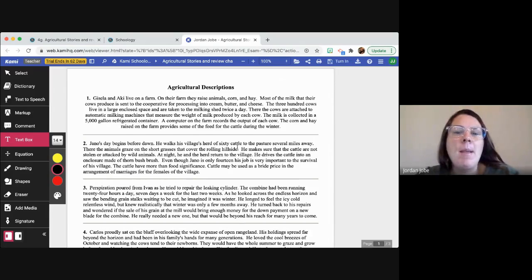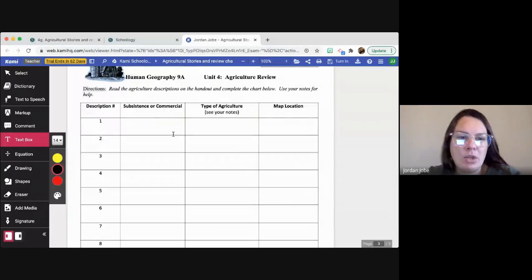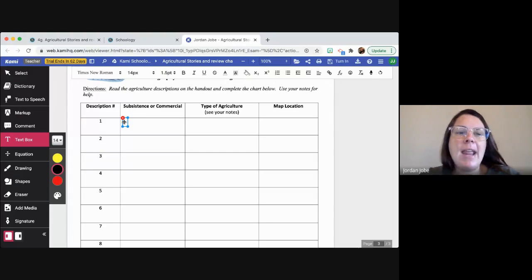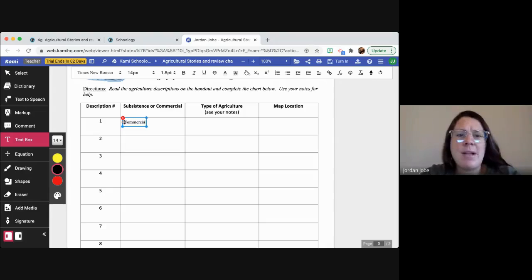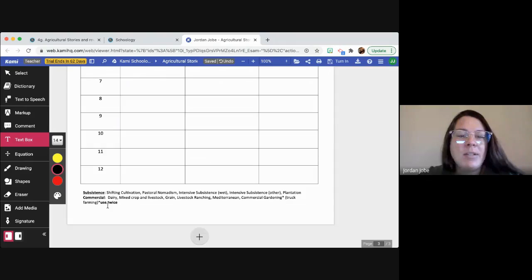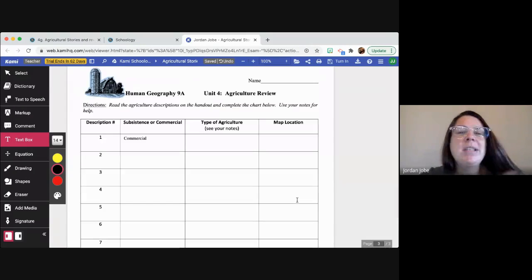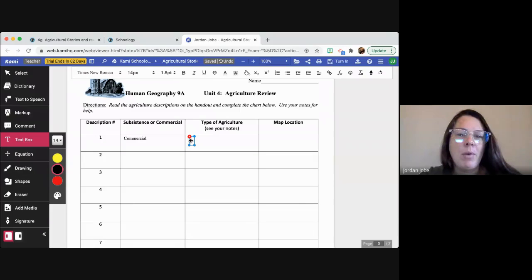So, based on that description, would you say that they're talking about a subsistence farm or a commercial farm? Commercial, right? They're talking about computers and refrigeration and technological stuff. Okay. So, based on our types of commercial agriculture, dairy, mixed crop and livestock, grain, livestock ranching, Mediterranean, or commercial gardening, what was the type of agriculture that number one was talking about?